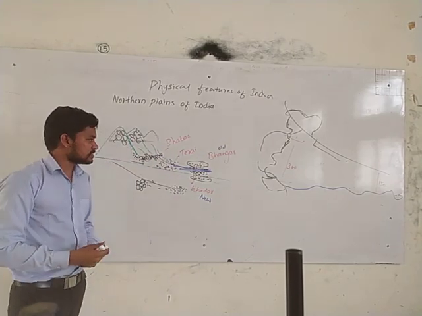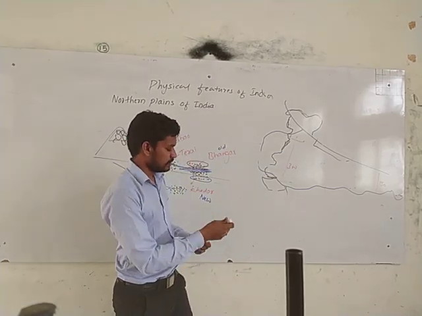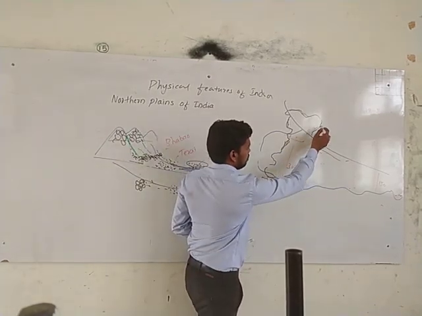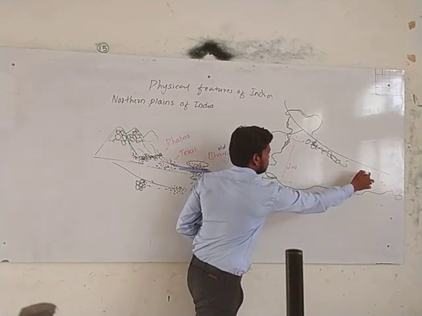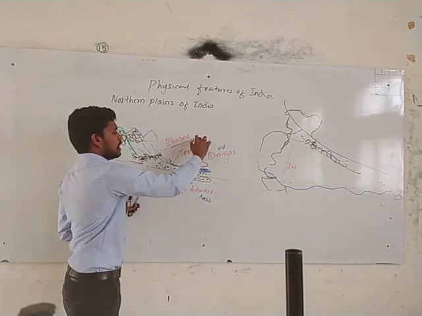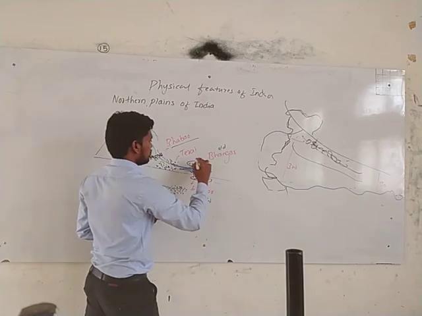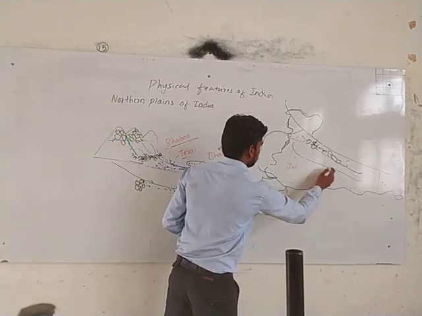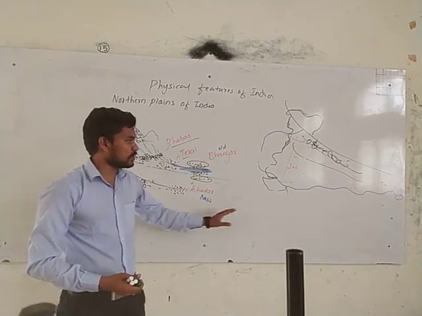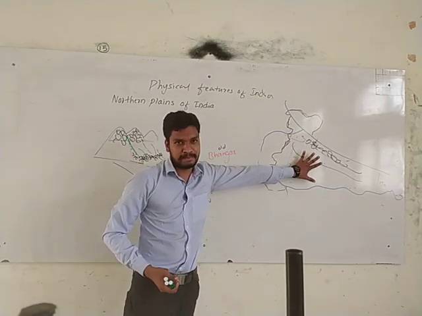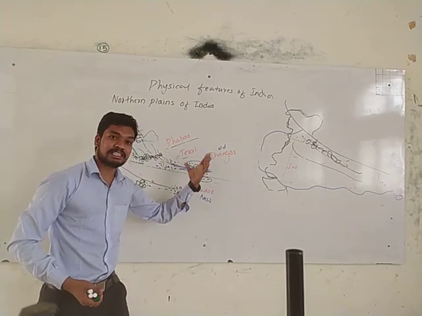These are the physical divisions. From the north, it's the Himalaya. Here we have the Himalayan mountain ranges. Due to the flow of water, the pebbles are deposited over here. This region is called Bhabar. Then further southward, we get the Terai, then the Khadar and the Bangar regions. So these are the physical divisions we have in this northern plain. Bhabar, Terai, Bangar and Khadar are the types of soil.